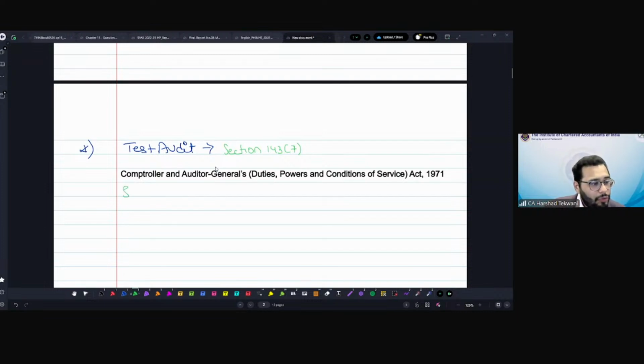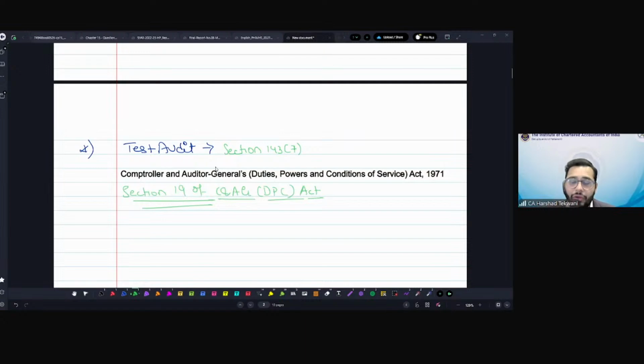So if you refer to section 19 of the Duties, Powers and Conditions of Service Act, okay, DPC Act, in this particular act and section 19 of this act, there is a power to conduct the audit of government companies.